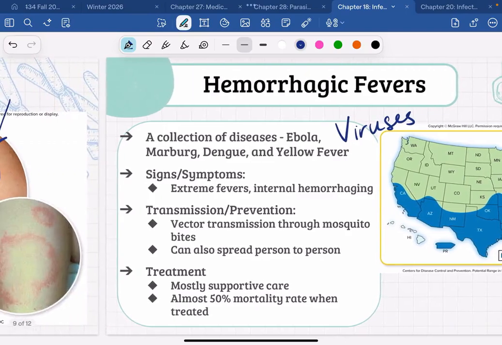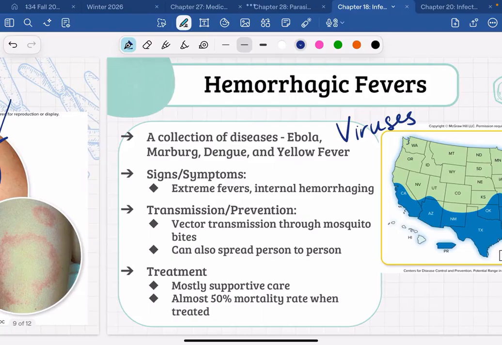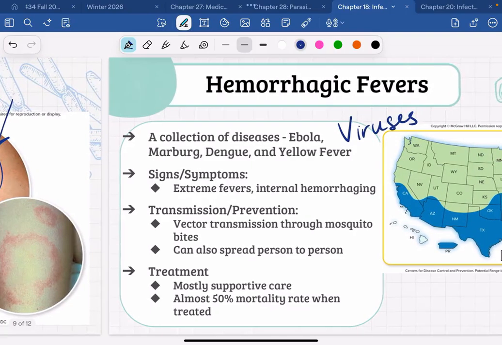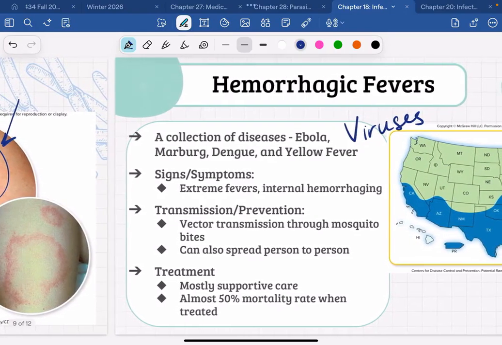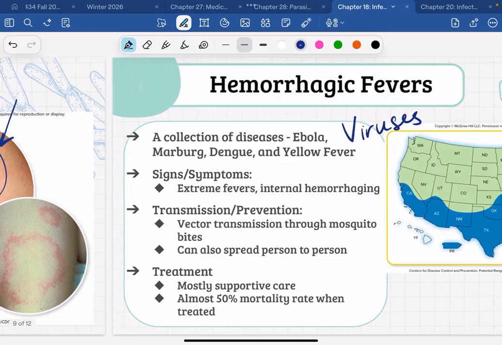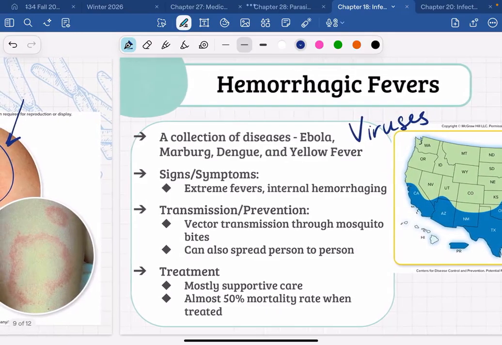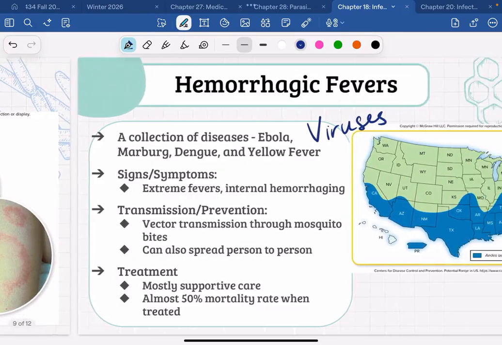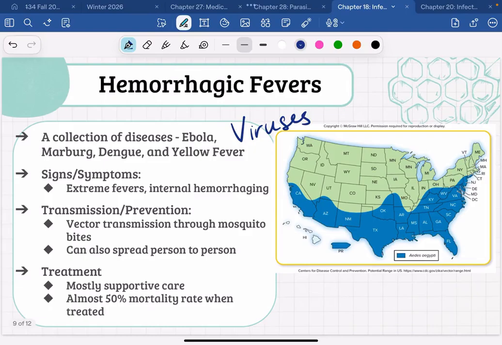Treatment for Ebola is mostly supportive care, and for the other hemorrhagic viruses it's mostly supportive care. And most of these have an almost 50% mortality rate even when treated. So they're very, very deadly. People don't survive them very often, especially people in places where these diseases are more common and they don't have a whole lot of health care. So somebody living in a rural area of Africa is not going to have access to a lot of supportive care like we would in the US.